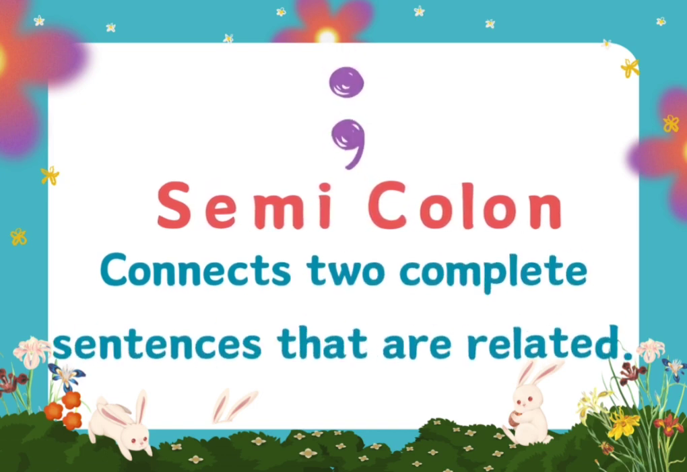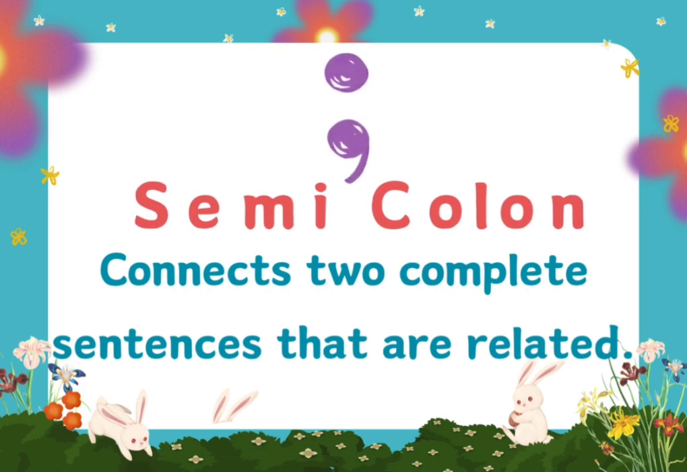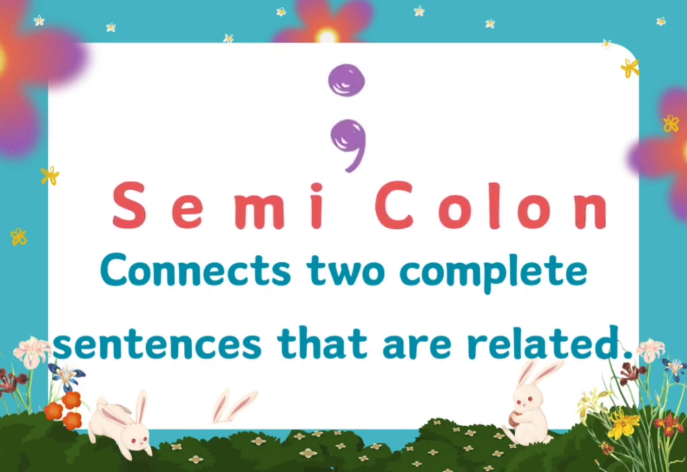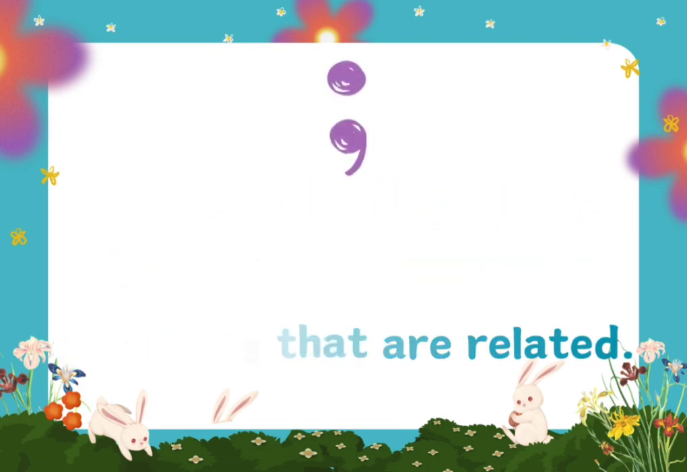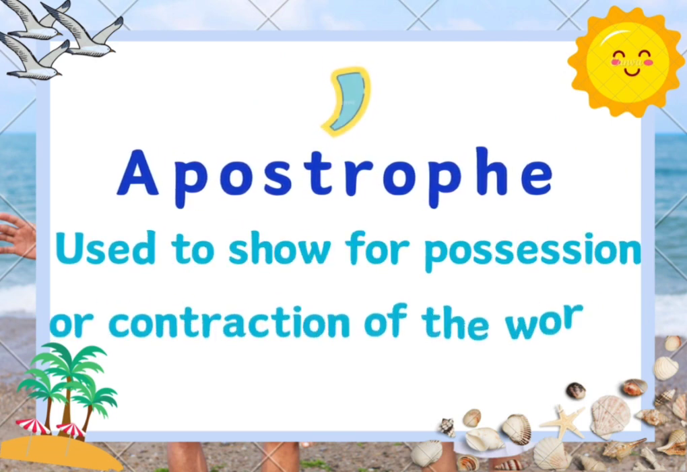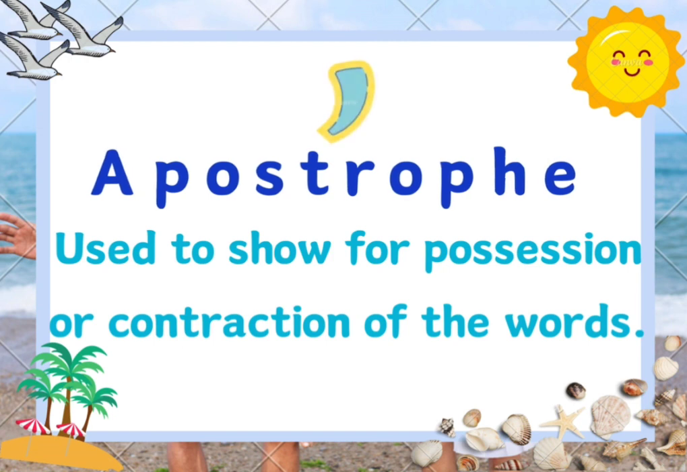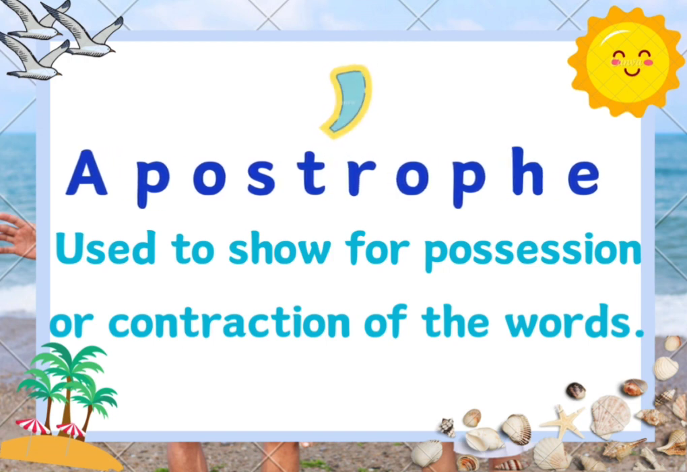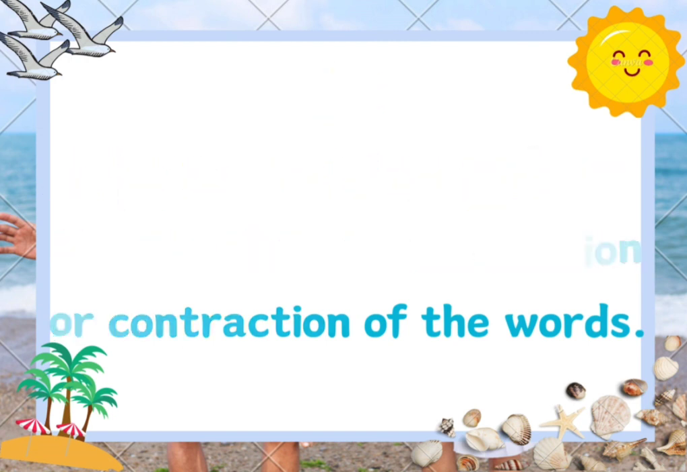Semicolon. It connects two complete sentences that are related. Apostrophe. Apostrophe is used to show possession or contraction of words.